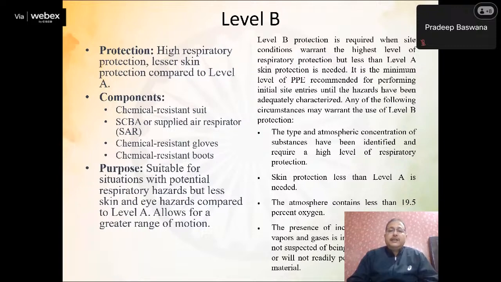Skin protection less than level A is needed. When you ascertain and know level A is there, then you have to focus upon or compare whether level A is required or not, and only then can you suggest or give directions for the utilization of level B PPE. Also, the atmosphere contains less than 19.5% oxygen and the presence of incompletely identified vapors and gases is indicated, but they are not suspected of being harmful to the skin or will not readily penetrate level B suit material. So these are the characteristics which we have to focus upon whenever we suggest somebody for the utilization of level B types of PPE.